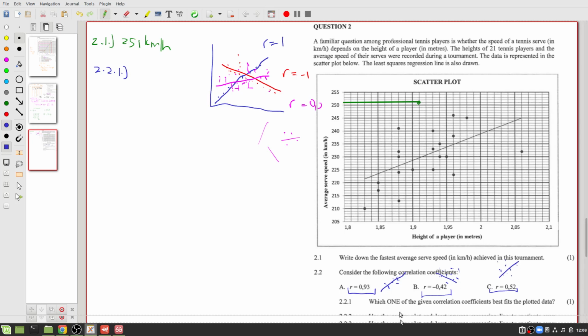Okay. Now they ask us which one of the given correlation coefficients best fits the plotted data. Okay, so we can see here the line goes up and the dots are quite far away from the line. So we're going to have to pick C. So C, or R equals positive 0.52, right? So this is what we'll have as our answer, and hopefully it makes sense as to why. We can see it's positive because the line's going up, and we can see the dots are not a very good fit on the line. I mean, they're far away from the line on average. So then we have an R that's not close to 1. All right, 2.2.2.